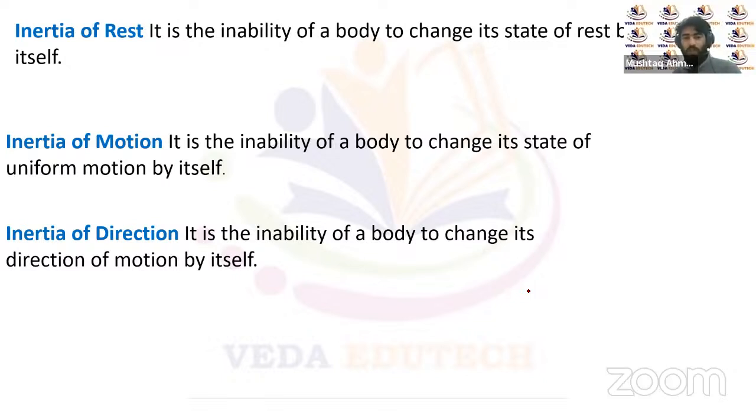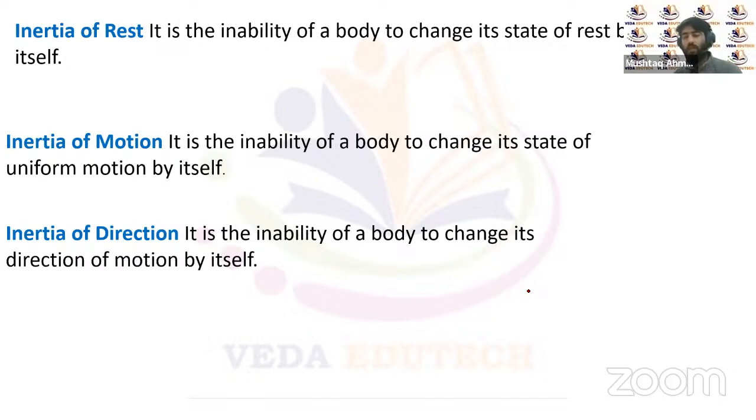Similarly, the inertia of direction, that's the inability of any body to change its direction of motion by itself. And we know that any body cannot change the state of rest on its own. Any body cannot change the state of motion on its own, and any body cannot change the direction of motion on its own. So for all the things to change, be it state of rest, be it state of motion, be it state of direction, right? We need to apply some external force, right?